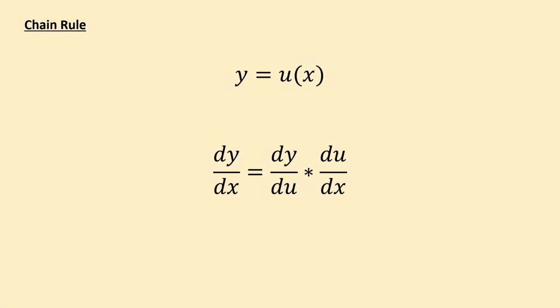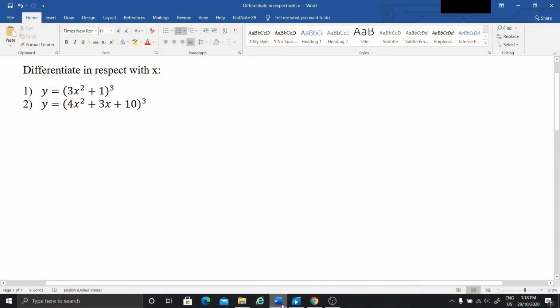The next differentiation rule is the chain rule. The chain rule has a function u in the equation of y. To solve for dy dx, we need to solve for dy du first. Then multiply the differentiation of du dx. Several examples are given in the next slide. Here are some examples to use chain rule.